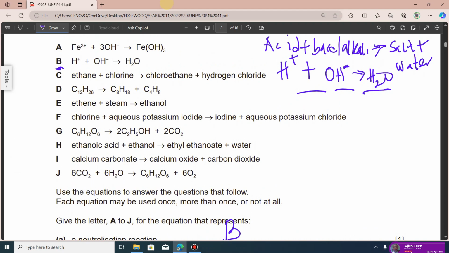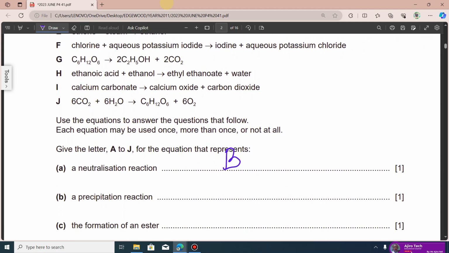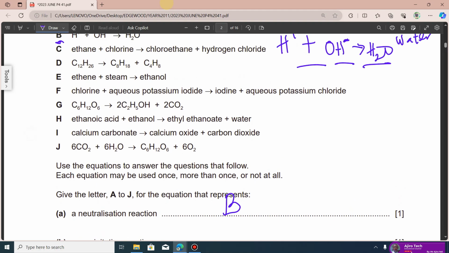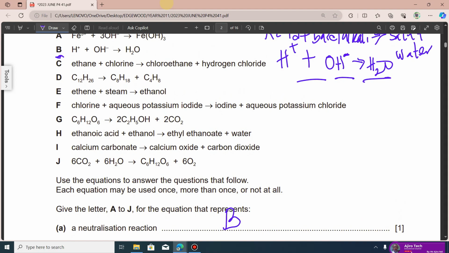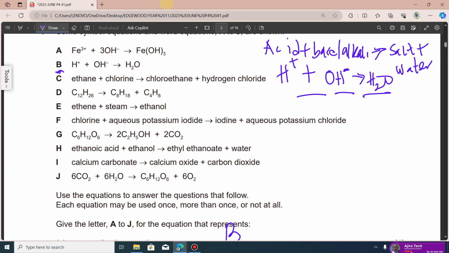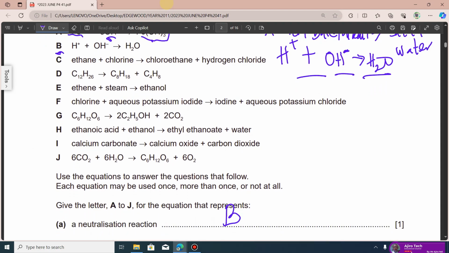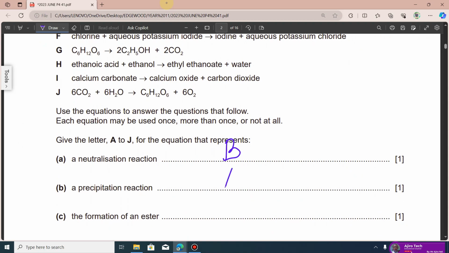The next question says, which of them is a precipitation reaction? Now, a precipitation reaction is a reaction that results in the formation of a precipitate, and a precipitate is simply a substance that is insoluble. If you look at all the reactions here, you see that iron(III) and the hydroxide forming this reddish brown precipitate is a precipitation reaction. So in this case, all we need to do is write A.